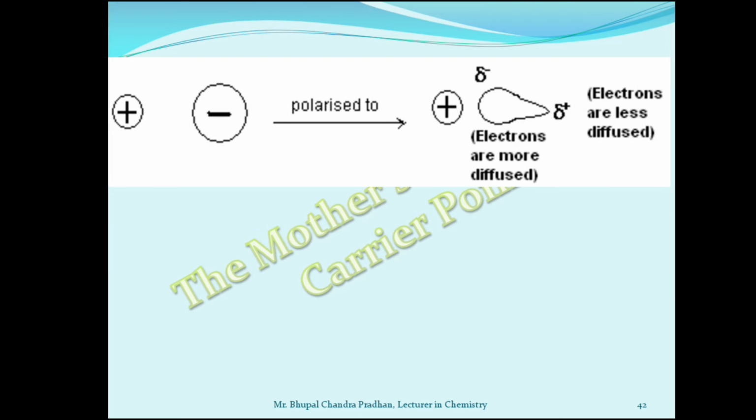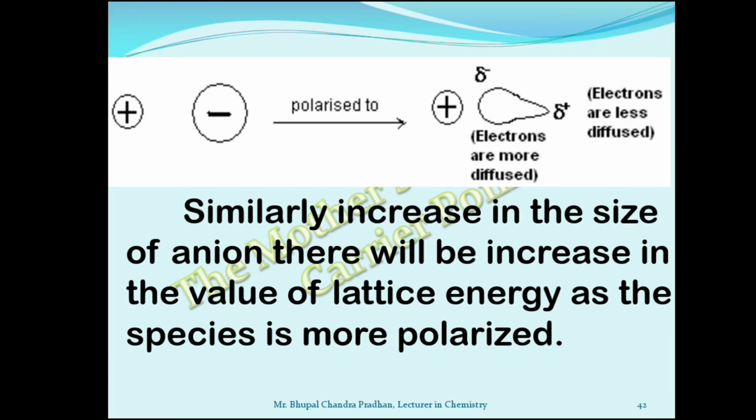The cation and anion are polarized to give the ionic bond as shown in the diagram. Similarly, with an increase in the size of the anion, there will be an increase in the value of lattice energy, as the species is more polarized towards the cation.